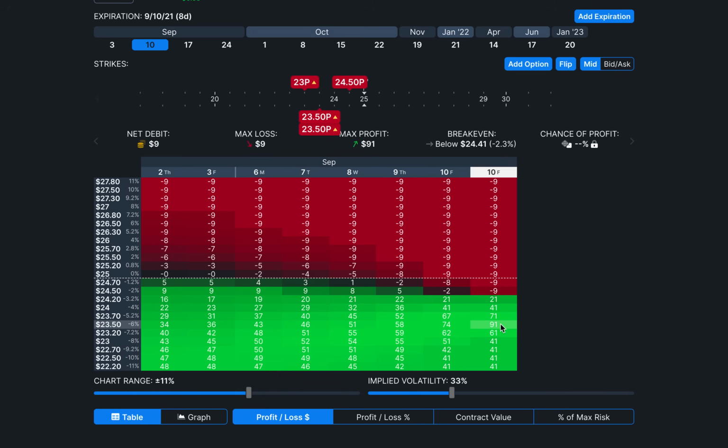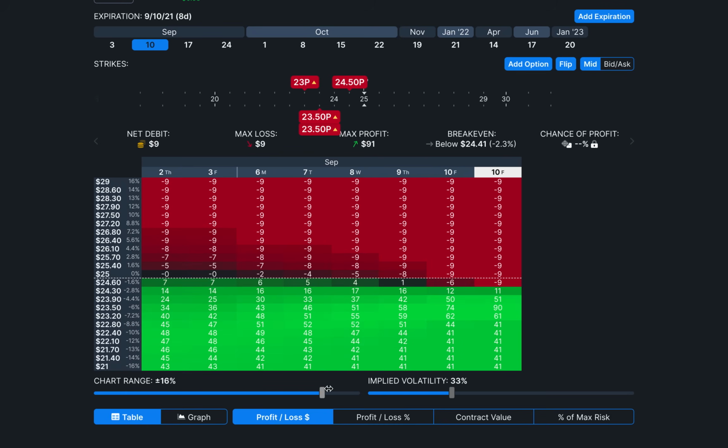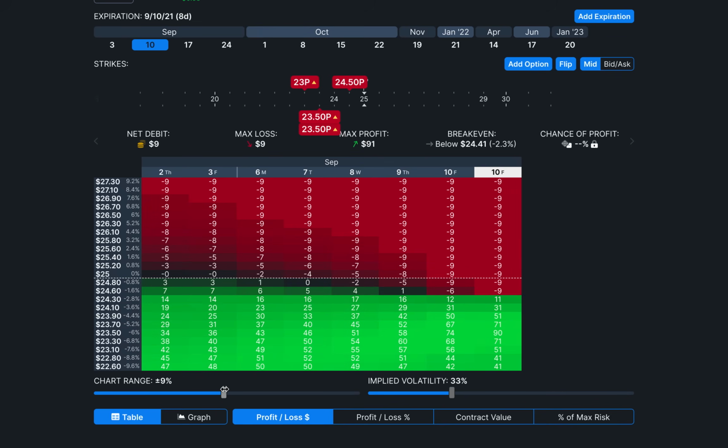But the way we set this up, even if this were to go even further down, we'd still end up making money on the downside, right? $41 as you can see here. So again, this is called the long skip strike butterfly with puts. Very interesting strategy. You want to use this when you're slightly bearish on a stock. You think the stock will drop to a certain price and then just kind of stay there for a while, right? So if you have any questions, feel free to leave them in the comment section below.